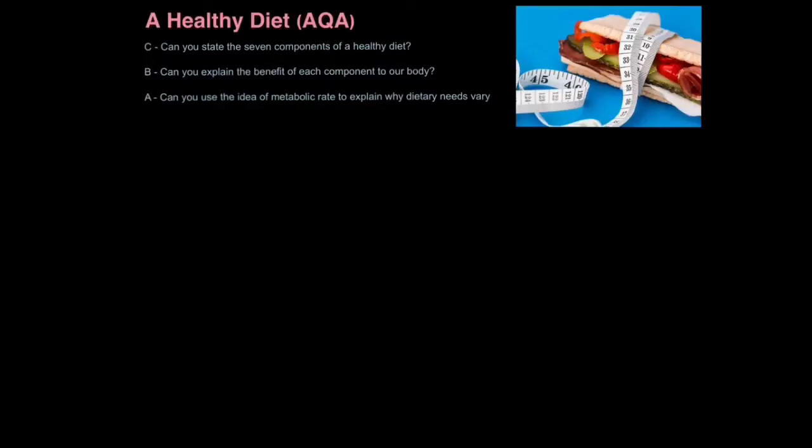In this tutorial, we will look at what makes a healthy diet. This is an AQA specific tutorial. The first aim is, can you state the 7 components of a healthy diet? Then, can you explain the benefit of each of these components to our body? And then finally, can you use the idea of metabolic rate to explain why dietary needs vary?